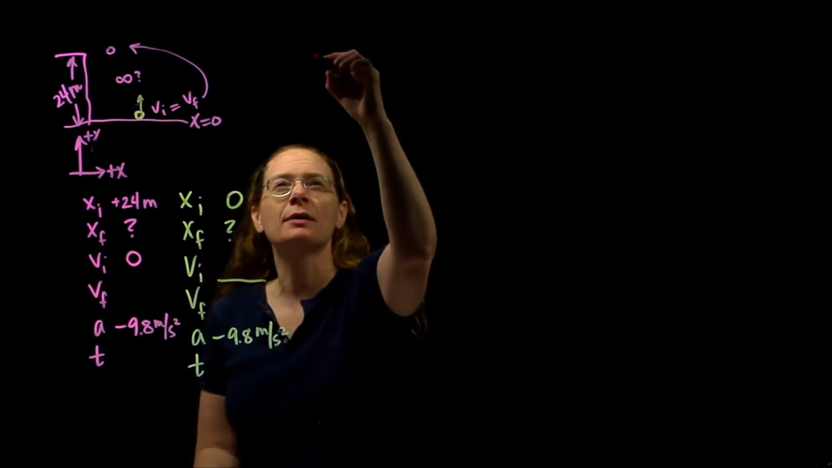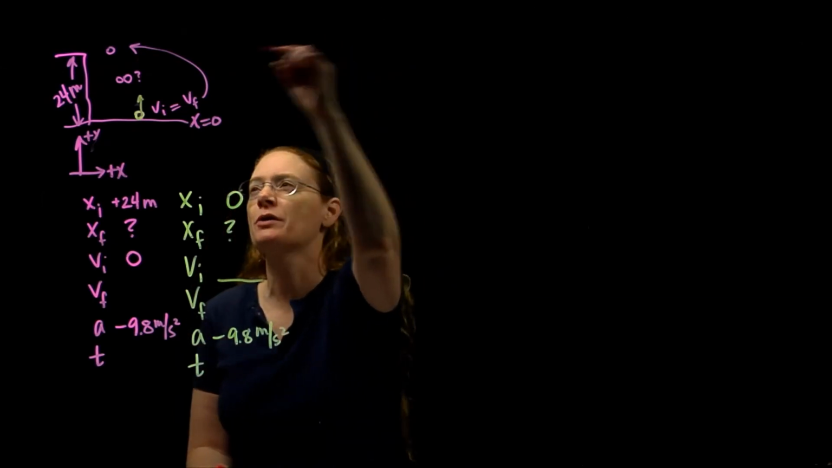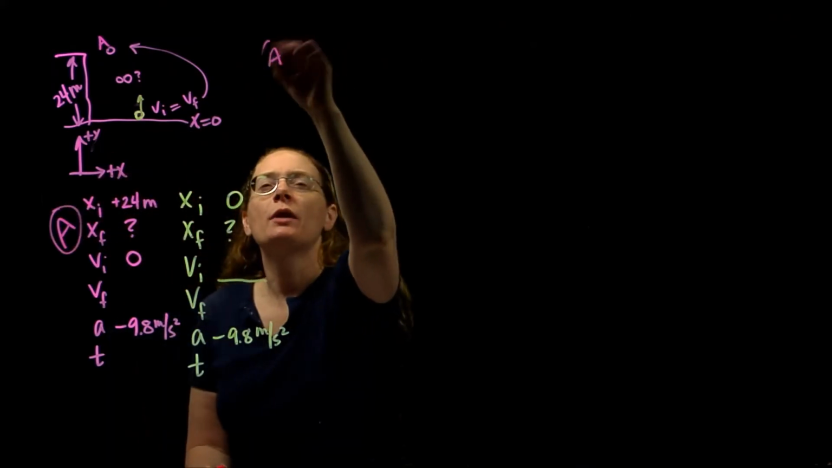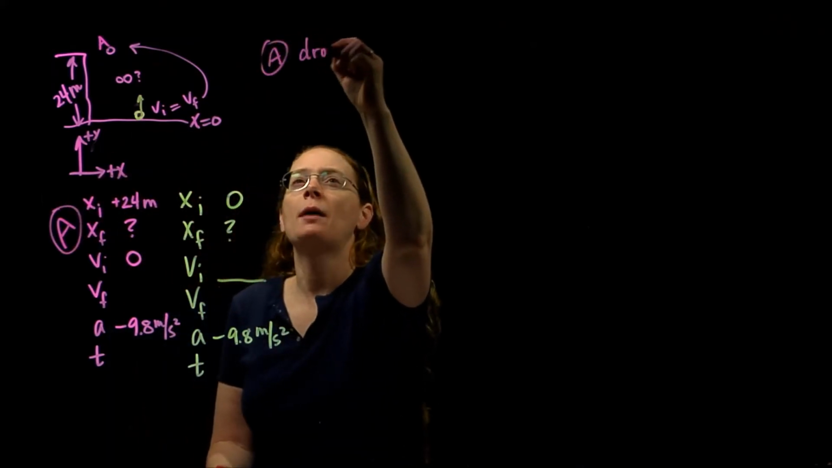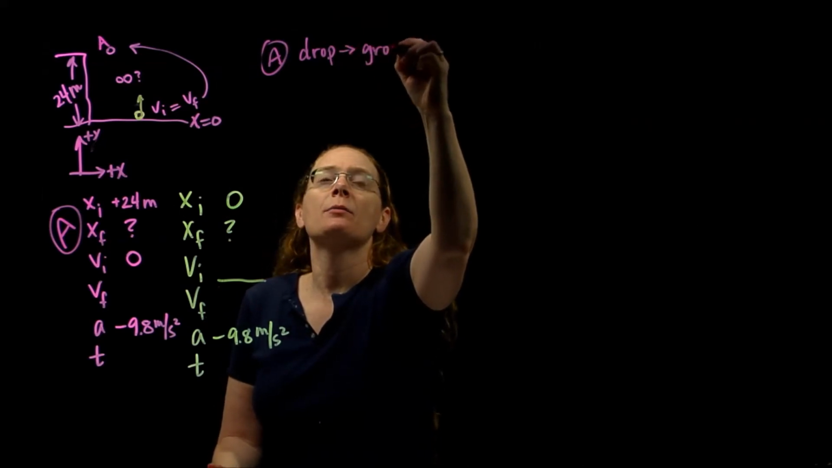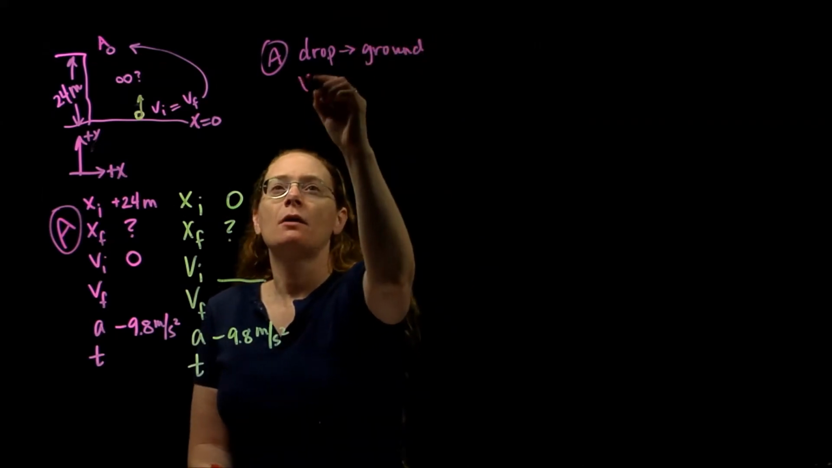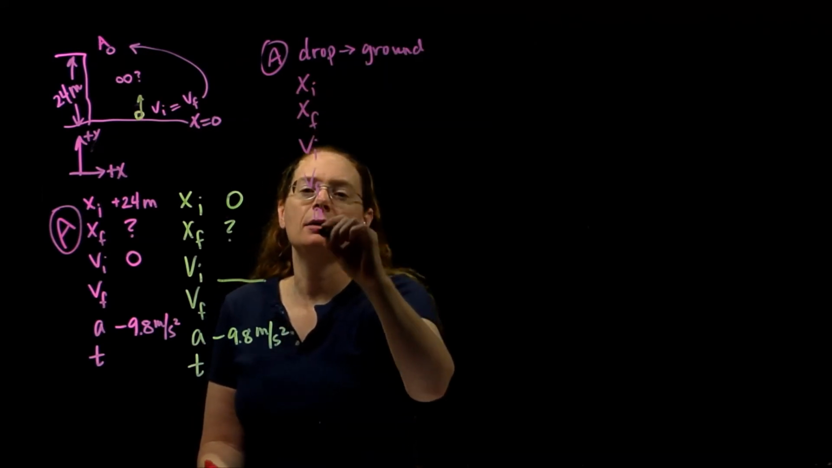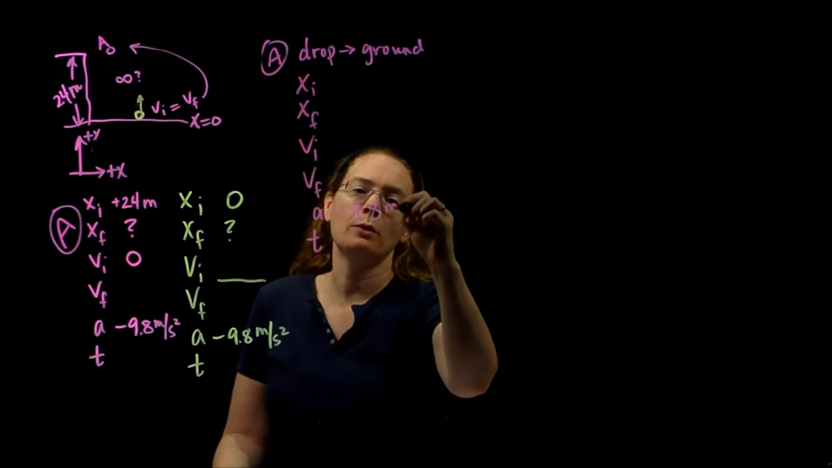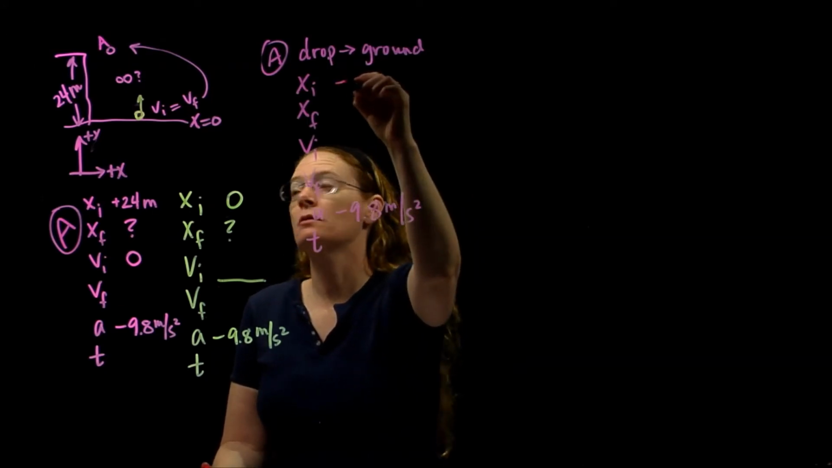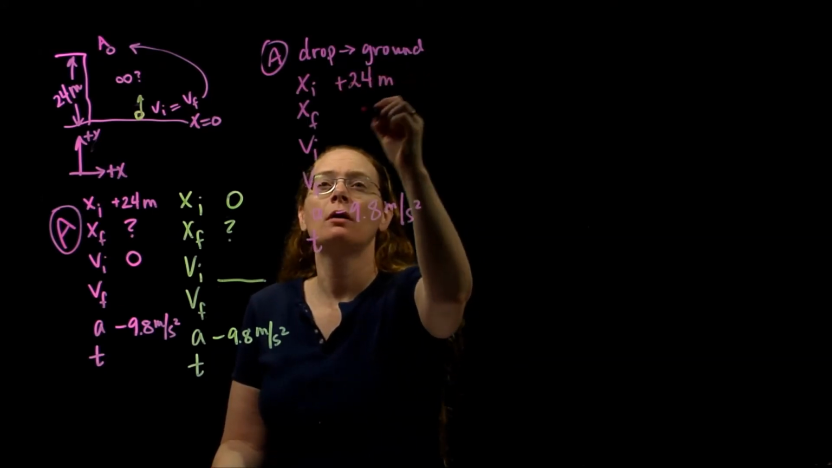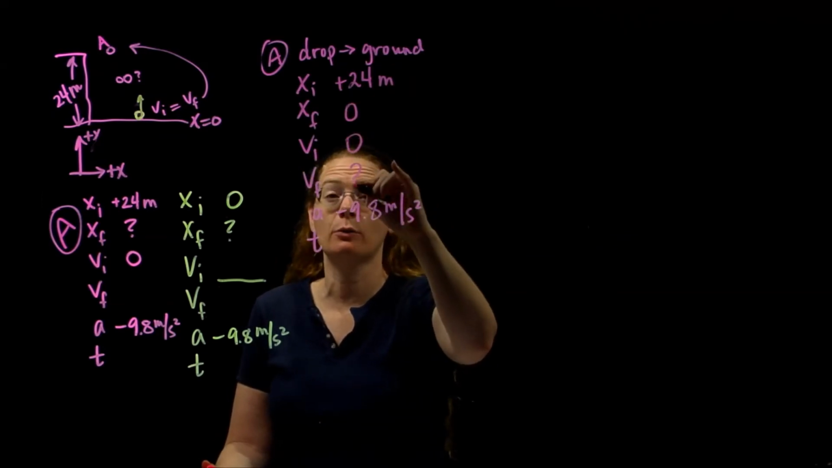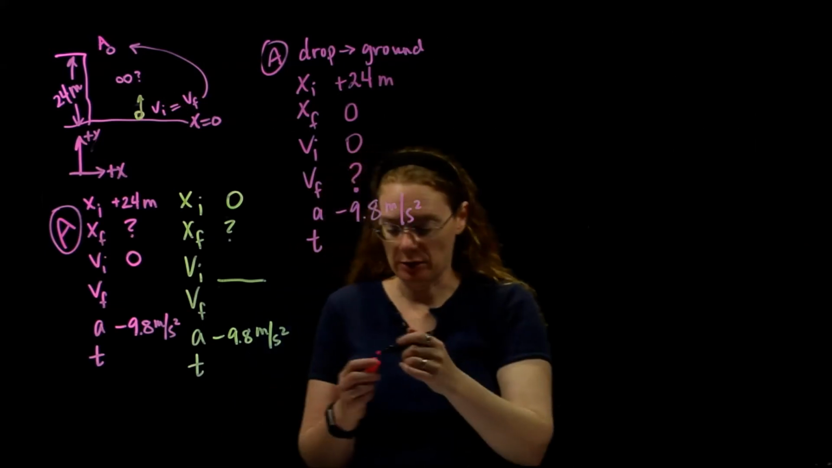All right, so I'm going to do a new chart because this is for stone, let's call it A. So for stone A, this is from being dropped until it's about to hit the ground. So for that, what do I have? X initial, V initial, V final, A, T. Okay, so here's what we can fill in in this case. Starts 24 meters up, ends at the ground. It's dropped. We don't know how fast it hits the ground with. That's what we're trying to find. We don't know how much time it takes.